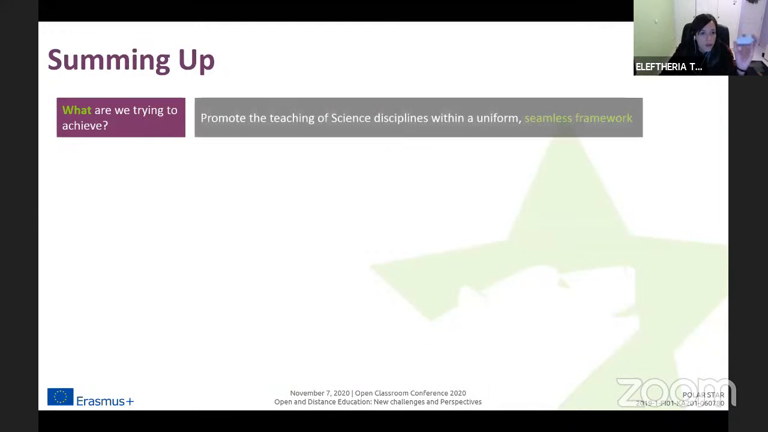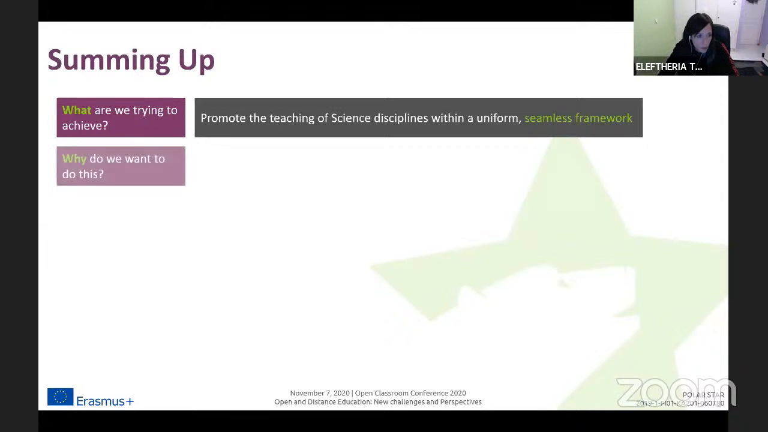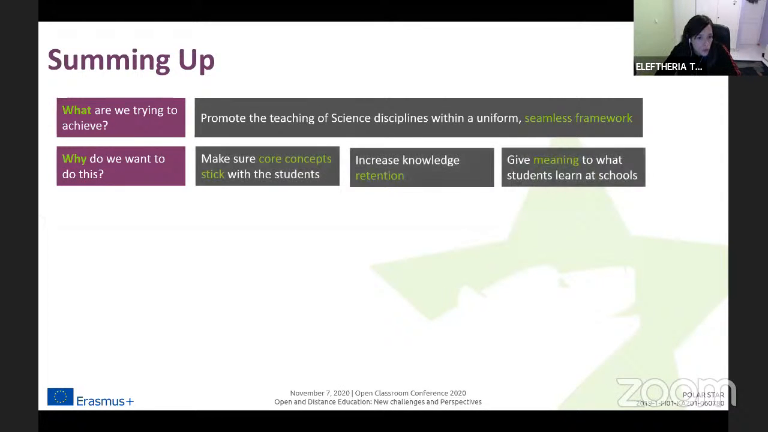So what are we trying to achieve? We want to promote the teaching of science disciplines in a more interdisciplinary way. So we want to offer a seamless framework. Why do we want to do this? Because we want to help the students increase the knowledge retention that they have. We want to make sure that they understand which are the fundamental concepts that they need to focus on and which are secondary ones. And because we want to give meaning to what students learn.